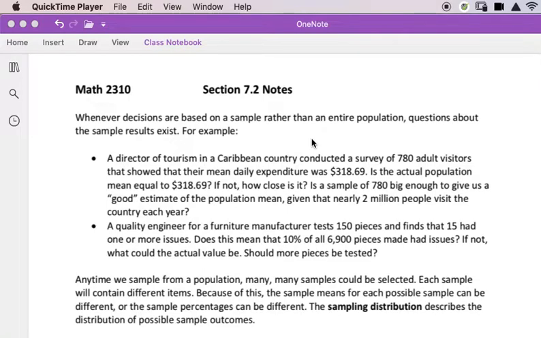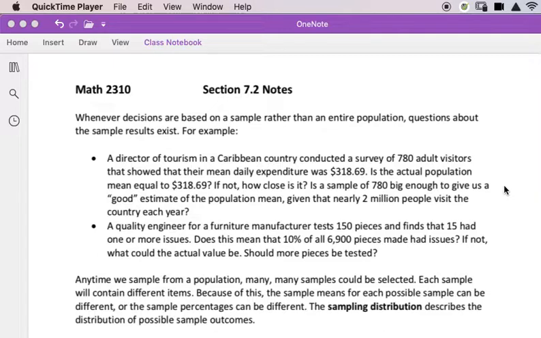In this video for section 7.2, we're going to introduce the idea of a sampling distribution. Whenever we're making decisions based on sample data and we don't have the data for an entire population, we have questions about the sample results. You can see these two examples here.